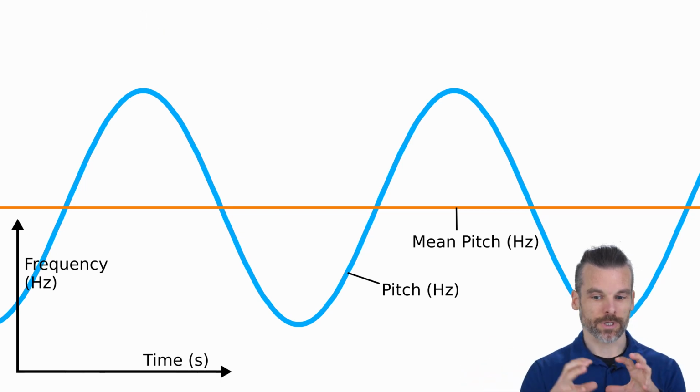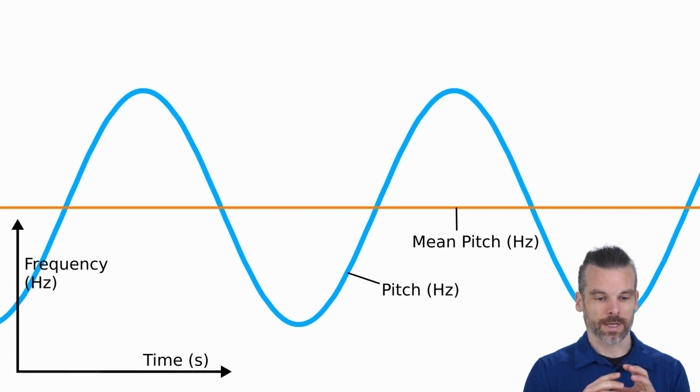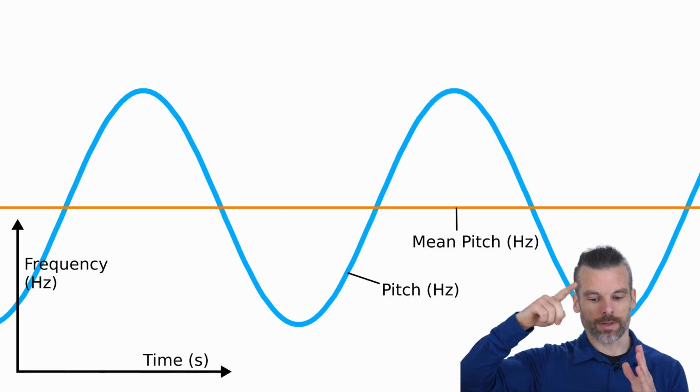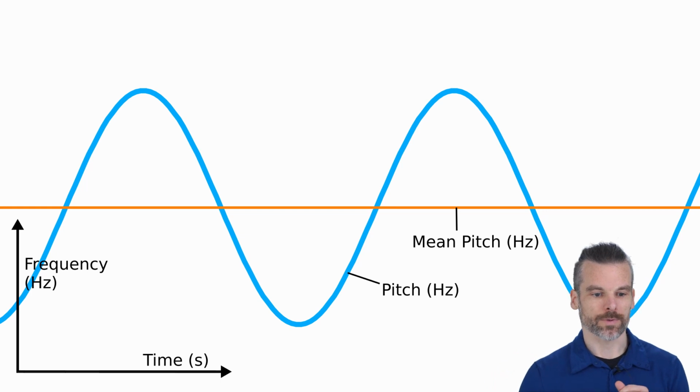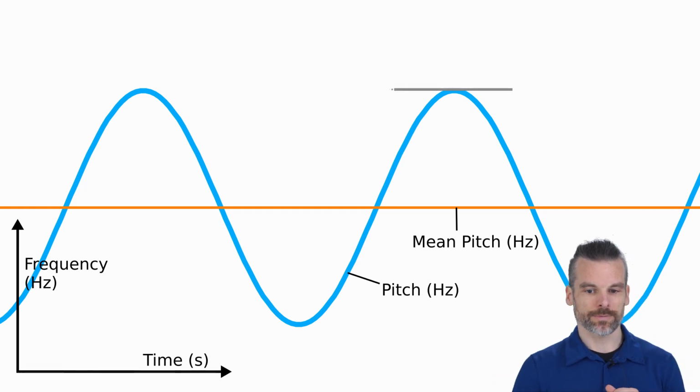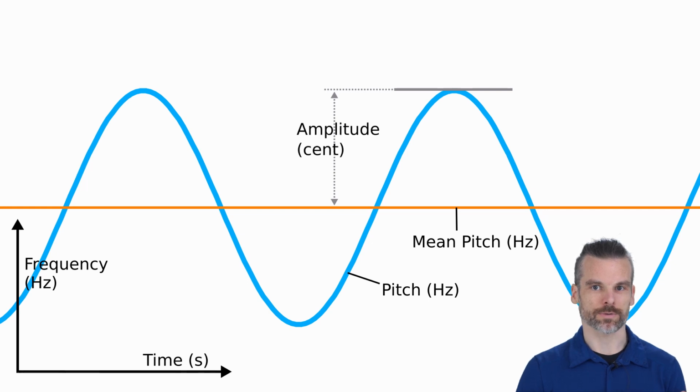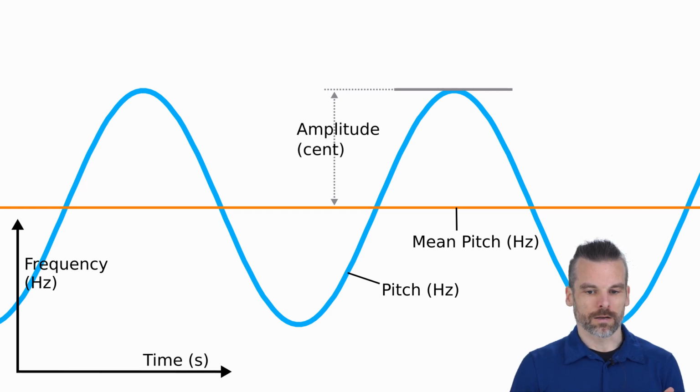And the other parameter that we want to look at is how large the oscillation is. For that, we can measure the distance between a peak and the center line. This is what we call the amplitude. So that's simply the distance between a current peak and the center at this point.